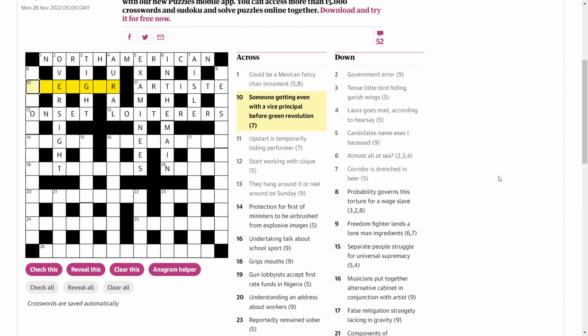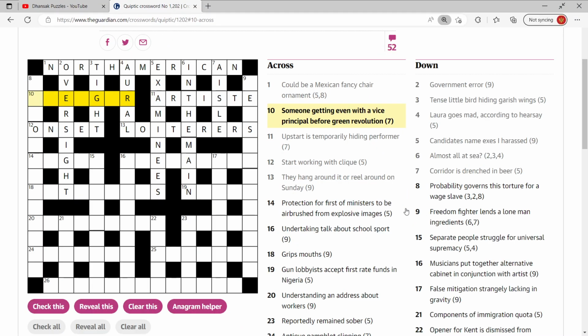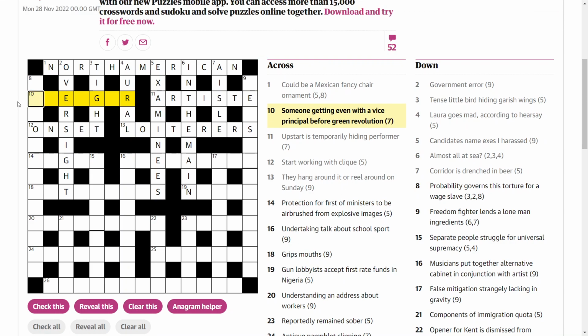Someone getting even with a vice principal before green revolution. Someone getting even. Vice principal for green, a green revolution. Look, there's an anagram of green, isn't it? So it's Avenger. Oh, I see. It's A, and then vice principal means the first letter of vice, V.